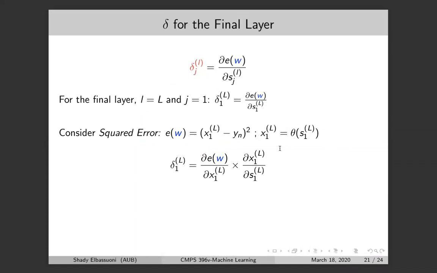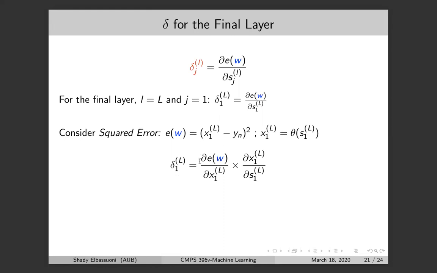So I'm going to apply the chain rule again. The derivative of the error with respect to S1 of L is nothing but the derivative of the error with respect to x1 of L times the derivative of x1 of L with respect to S1 of L. So I applied the chain rule. Why? Because the error depends on x1 of L, where x1 of L is a function of S1 of L. So I can apply the chain rule, and that will allow me to differentiate.